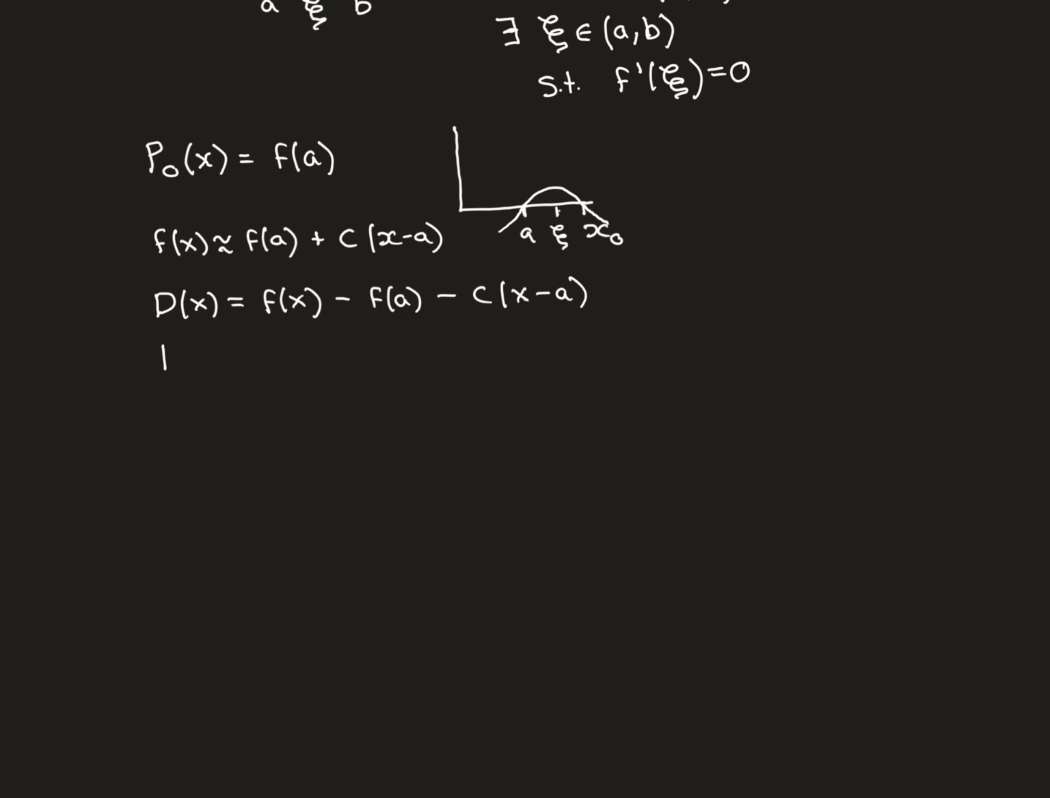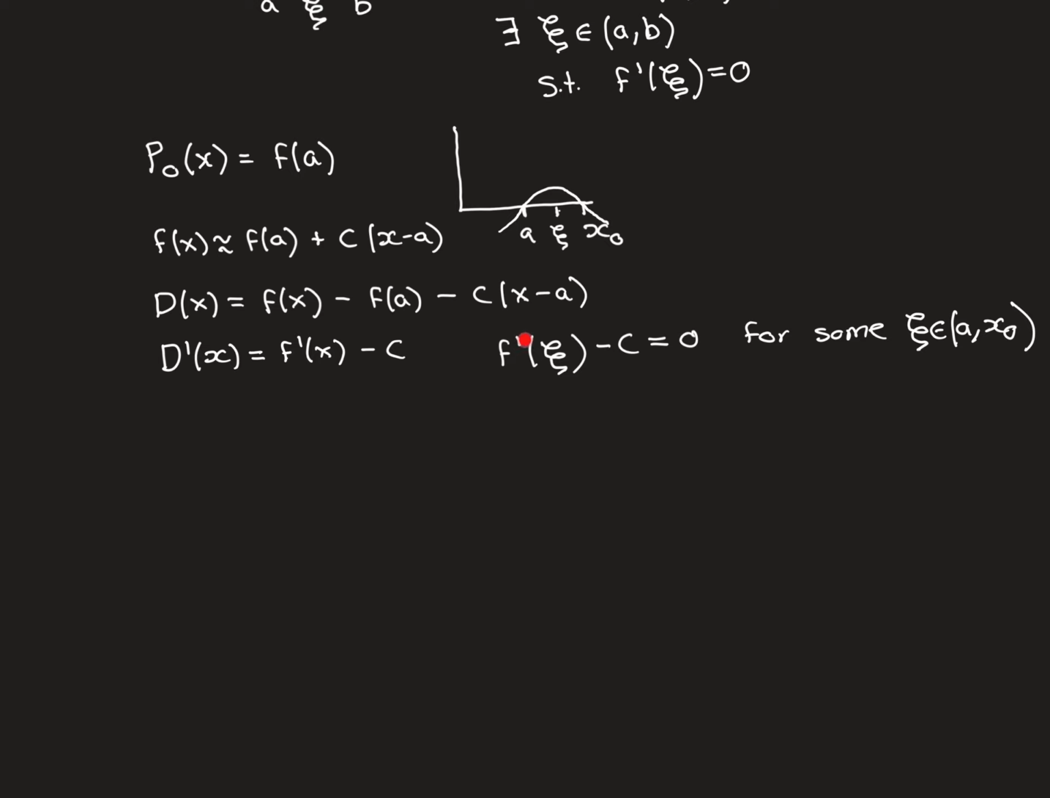So now let's differentiate our function. d prime of x is equal to f prime of x. f of a is a constant, so that disappears, and then if we differentiate c times x minus a, that just becomes minus c. So this is the derivative of that difference, and we know that there exists some xi in between a and x0 where this is equal to 0. So f prime of xi minus c is going to equal 0 for some xi which is in that open interval between a and x0. And that was done by Rolle's theorem there.